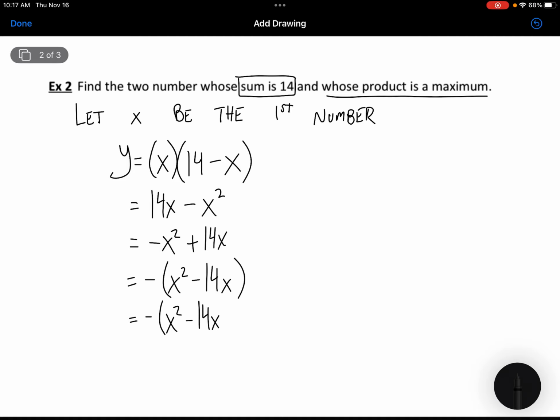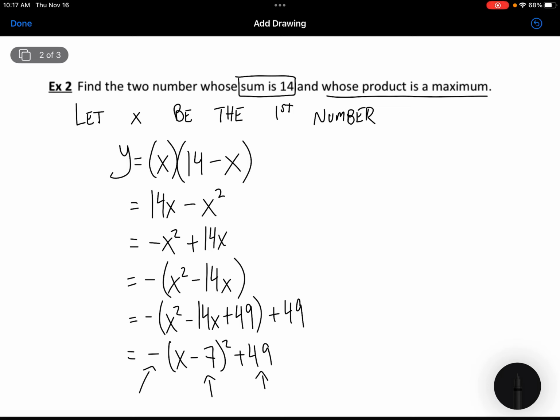Half of 14 is 7, and 7 squared is 49. Because we have the negative out front, we're actually adding 49 outside of the brackets as well. And then we're going to get negative x minus 7 squared plus 49. So what this equation tells us is a lot. It tells me that the maximum that this whole thing could be is 49. I know it's a maximum because I have a negative at the front. And it tells me that it happens when x equals 7.